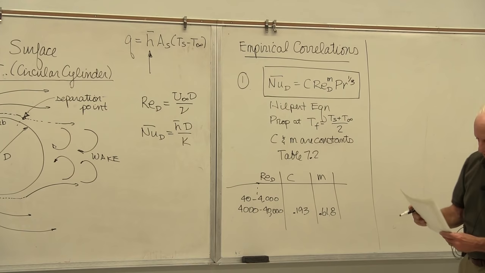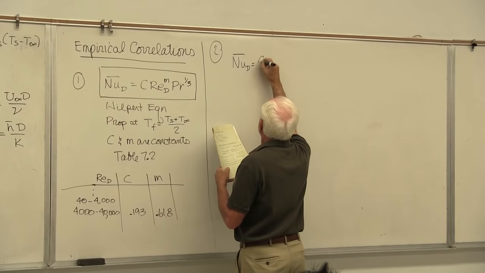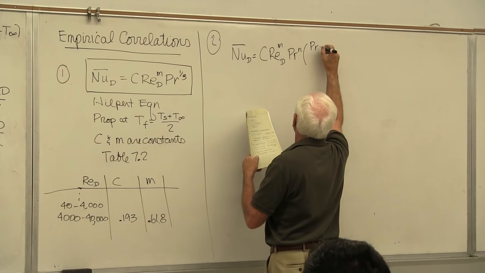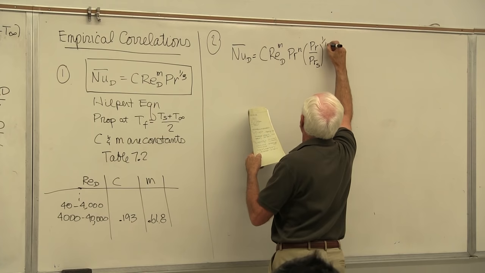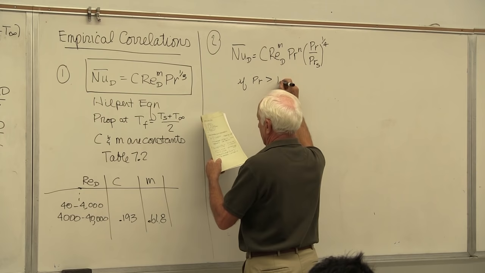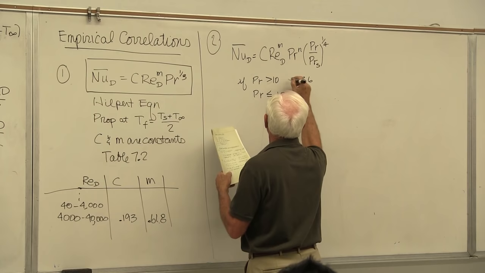Okay, there's another possible equation to use. This is two. This one is Nusselt number. It looks very similar, Reynolds D to the M, but now there's a Prandtl to the nth power and then a ratio Prandtl number to the 1/4. Okay, if the Prandtl number is greater than 10, N is 0.36. If Prandtl is less than or equal to 10, then N is 0.37.